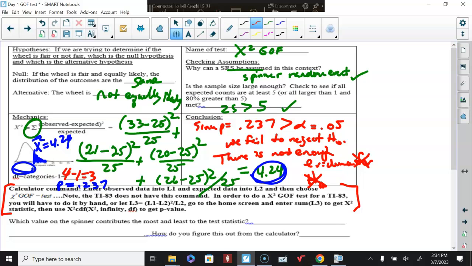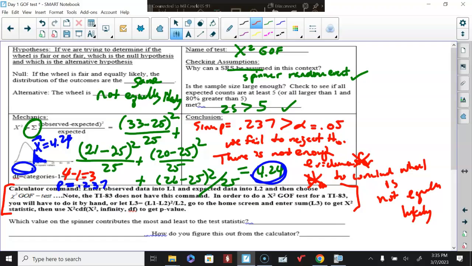So we go back. My alternative hypothesis said the wheel is not equally likely. So there's not enough evidence to conclude the wheel is not equally likely. Or you could say there's not enough evidence to conclude the wheel is not fair.